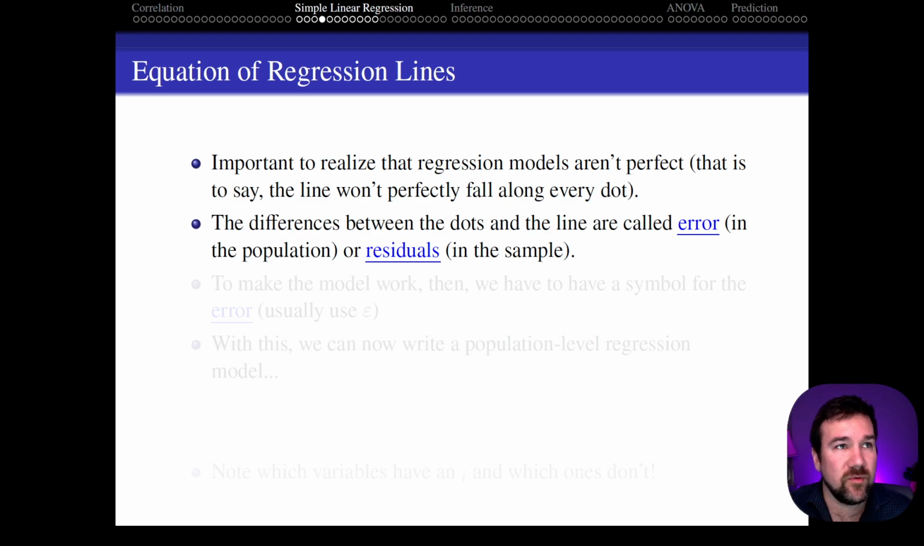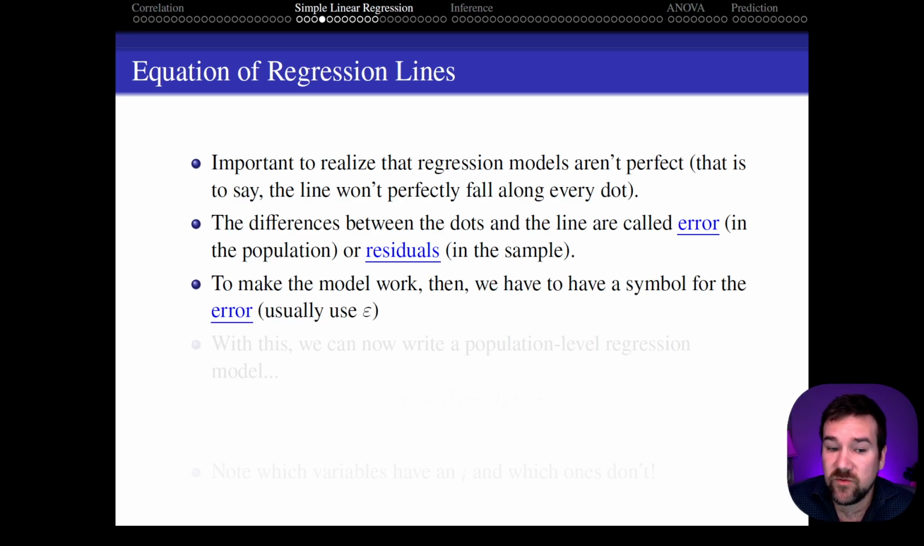But remember, we're never going to have the perfect population line. We're just going to have our best guess from the sample. So the difference between the dot and the best guess line from the sample is called the residual. And so we're going to use both of these terms. One way to think about this is that the residual is the sample version of error, and the error is the population version of error.